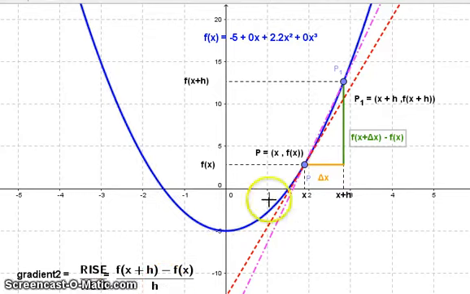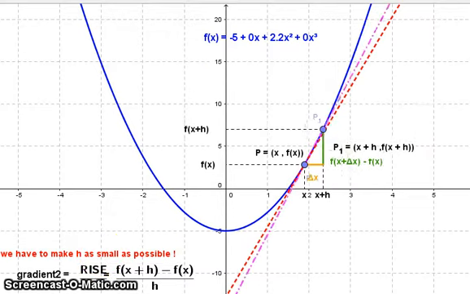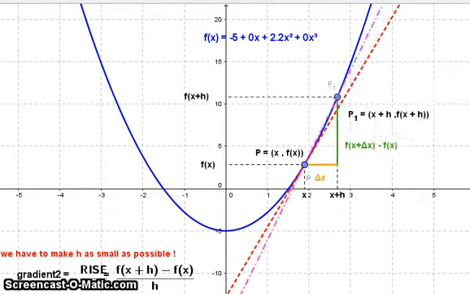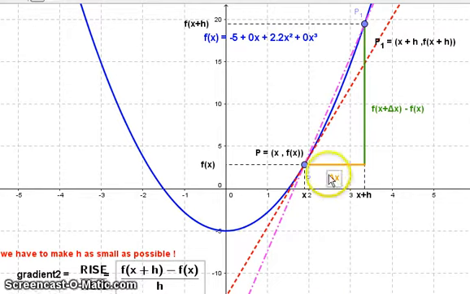And the key for calculus is we want h to be as small as possible, because remember, if we get those 2 points as close together, then it is the same point. Now this is quite confusing, and I'm sure you're asking, what does this even mean? We will find out in the next video, so to be continued.